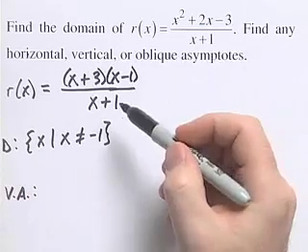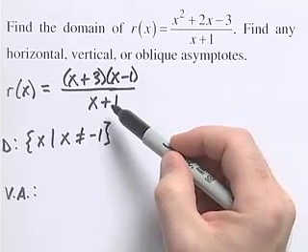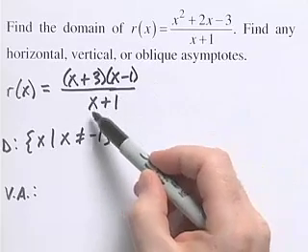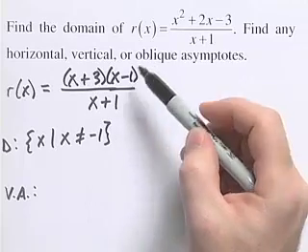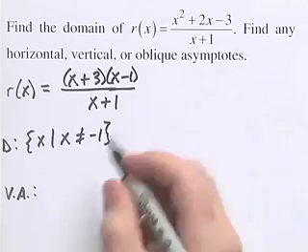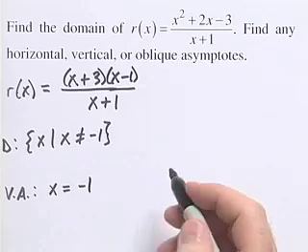To find the vertical asymptotes, we look at our rational function in reduced form. This is already in reduced form. And so again, we look at the denominator. Any value for x that makes the denominator 0, but the numerator non-zero, yields a vertical asymptote. In this case, that's x equal to negative 1.